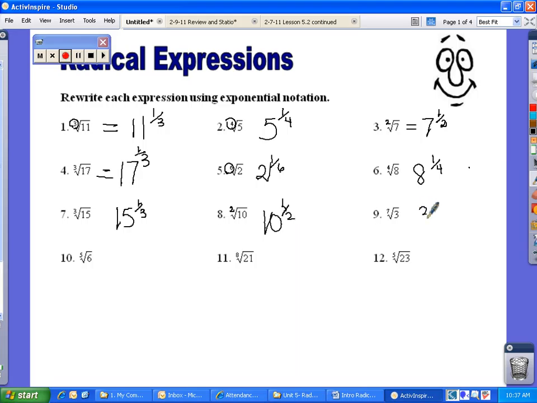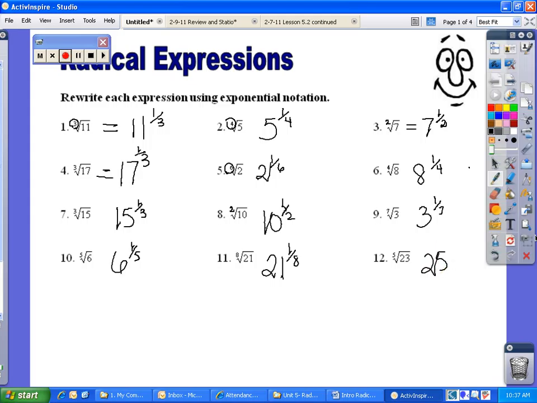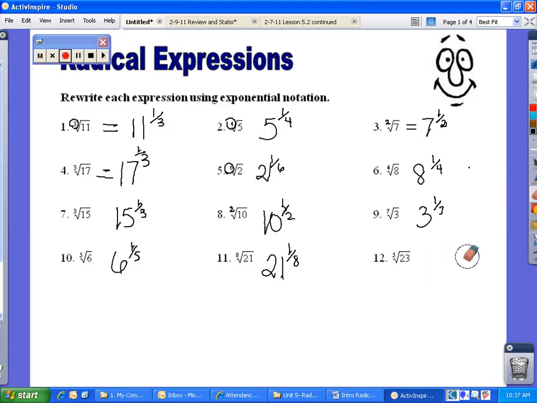Number 9 is 3 to the 1/7. Number 10 is 6 to the 1/5. Number 11 is 21 to the 1/8. And number 12 is 23 to the 1/5. Okay, so again, just taking that nth root number and writing it on the bottom of a fraction.